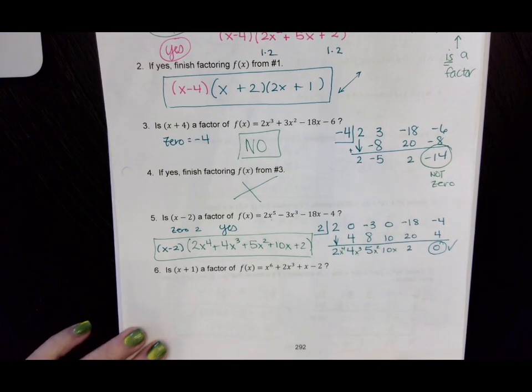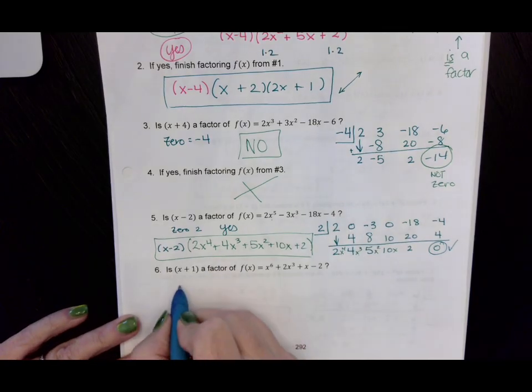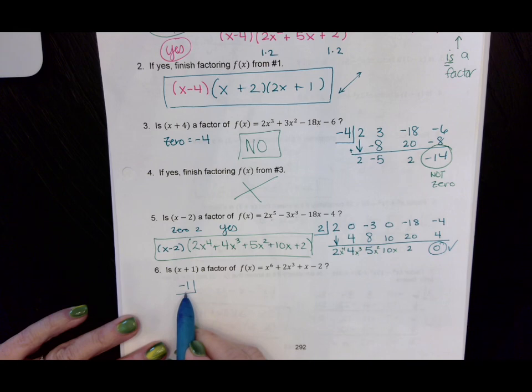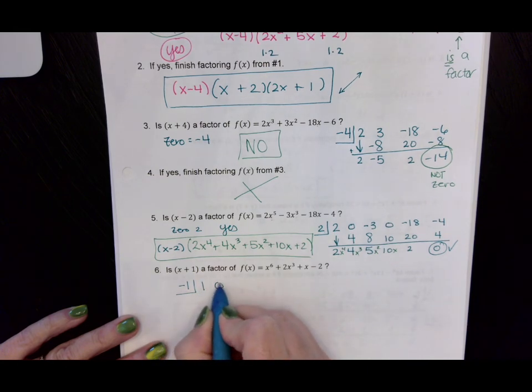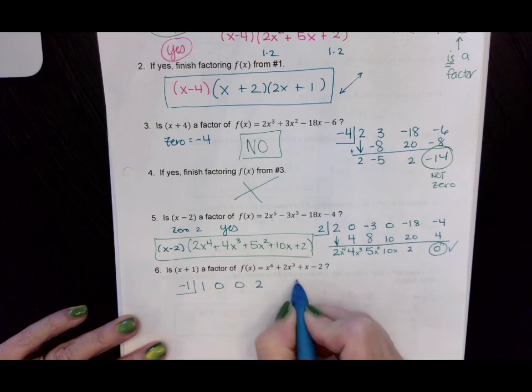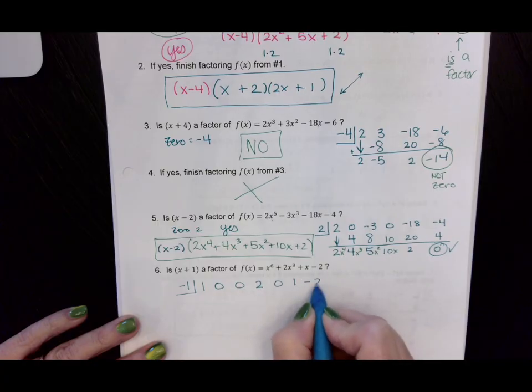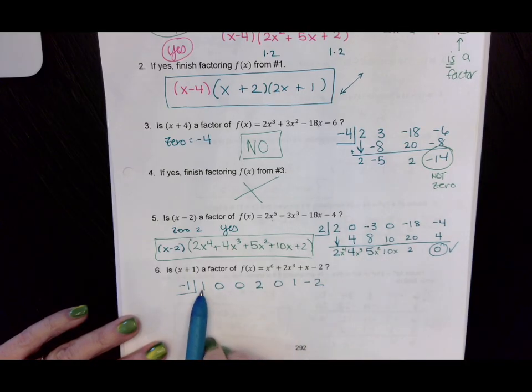All right. So we have one more here. We're going to check this guy. So we're going to check this at negative 1. Is it a factor? So that's my 0. I start with x to the 6th. So I have 6th, 5th is a 0, 4th is a 0, 3rd is 2, 2nd is a 0, x is a 1, negative 2. So I'm going to check it. 6, 5, 4, 3, yep, that's right, 2, 1, constant. All right, so again, got to have the zeros in there.